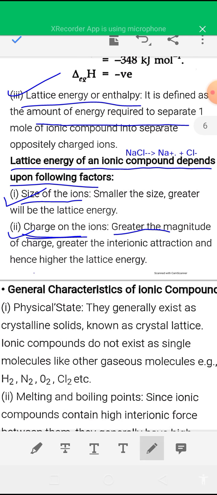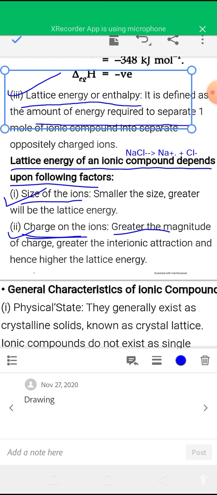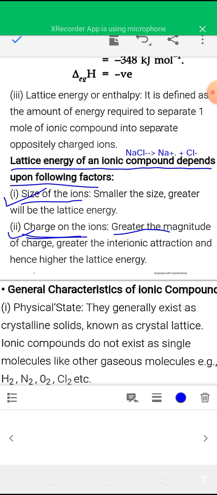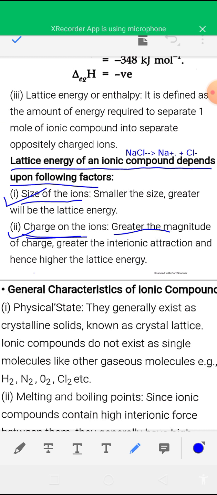Next condition is lattice energy. You know, the ionic compounds are generally solid in nature. They exist as crystal lattice. Okay, crystal lattice, that is the three-dimensional arrangement of ionic compound in solid state. The three-dimensional arrangement of constituent particles, cation and anion, in solid is known as crystal lattice. Okay, and every ionic solid has some lattice energy.